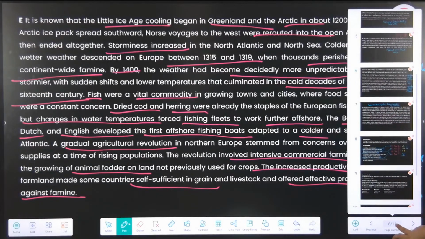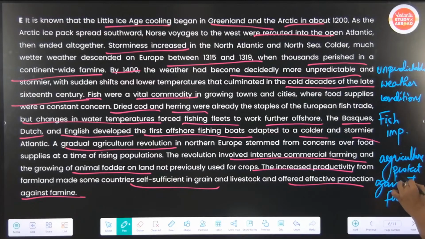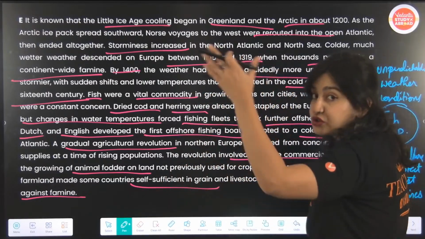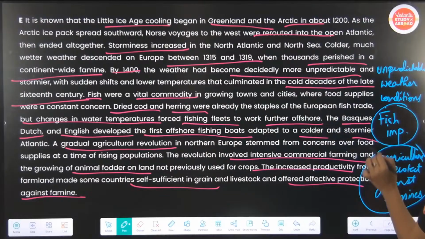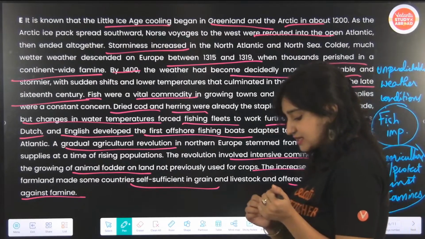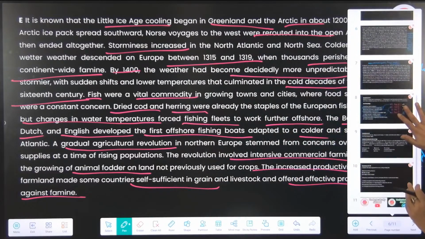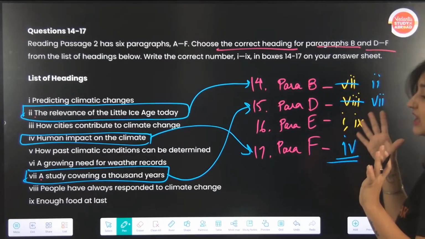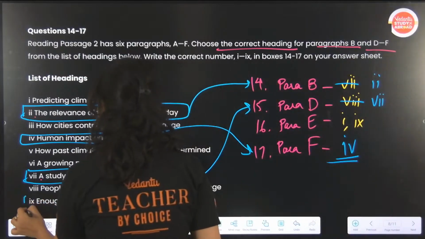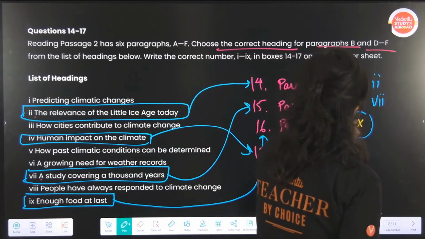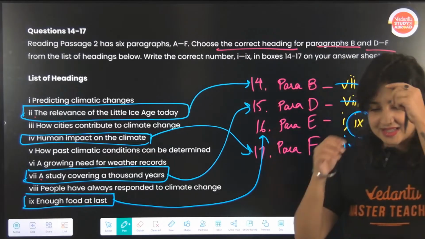What have we written here? Agriculture protect people against famines. So they developed fishing techniques that aligned with stormier waters. They went more offshore to fish and agriculture was developed. What did both of these things ensure? Food for the people, right? And what is 9? Enough food at last. So, very good. 9 is the correct answer. Okay?